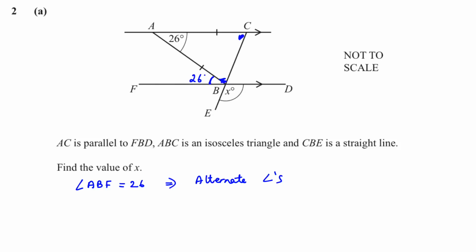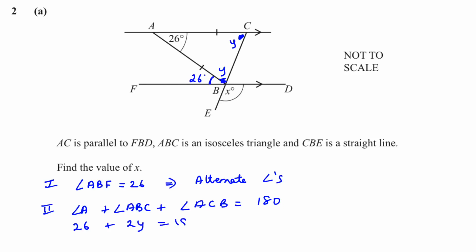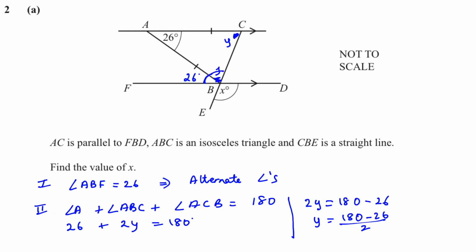This and this will be the same because it's an isosceles triangle. So this is the first part we did. The second part: angle A plus angle ABC plus angle ACB equals 180. We can label this as y, and this is 26 plus 2y equal to 180. Therefore, 2y is equal to 180 minus 26, and y is equal to (180 minus 26) divided by 2. Therefore, y is equal to 77.